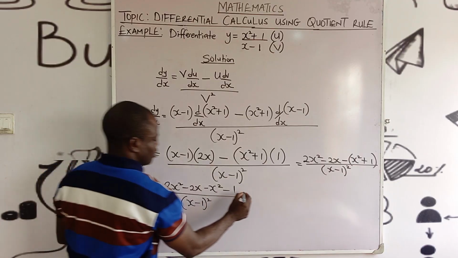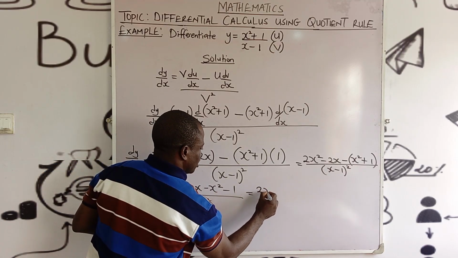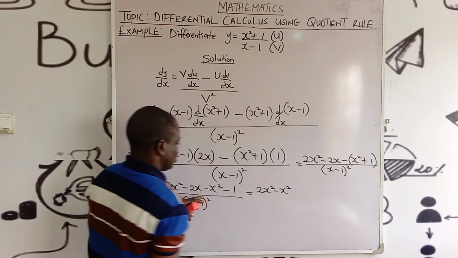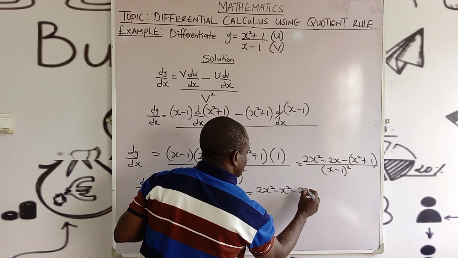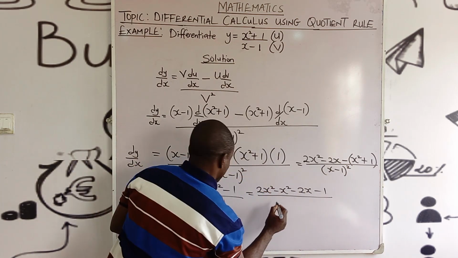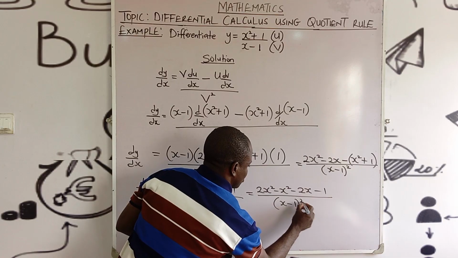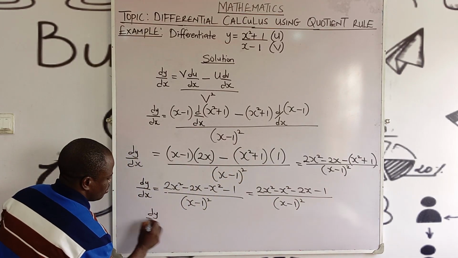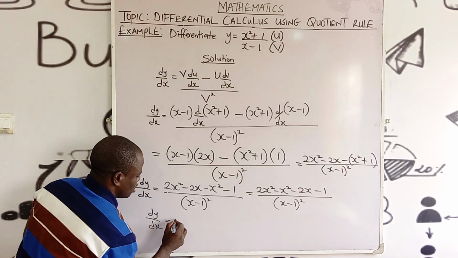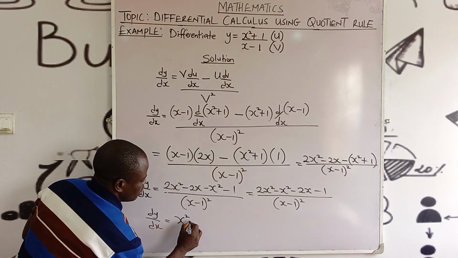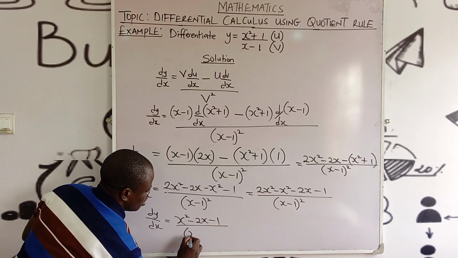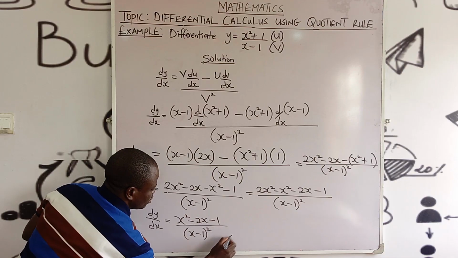Now, let's collect the like terms. Now, you have 2x squared. Let's bring minus x squared close. Minus 2x minus 1 over x minus 1 squared. Now, dy over dx equals 2x squared minus x squared is x squared. So dy over dx equals x squared minus 2x minus 1 over x minus 1 squared.